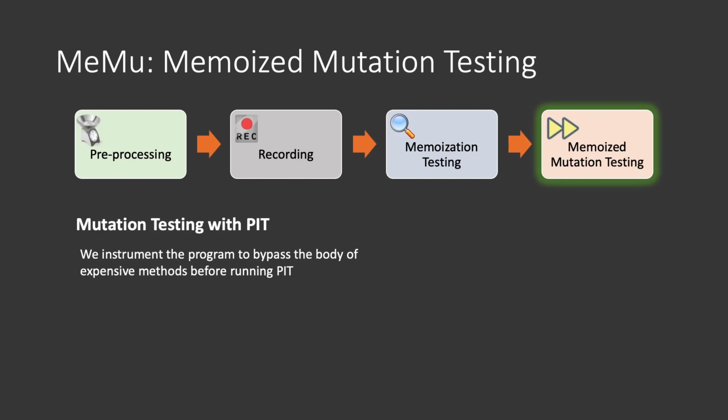Once the mutants are generated, we instrument each mutant in such a way that the likely deterministic expensive methods reuse the memoized data instead of re-executing the body of the methods each time they are invoked.